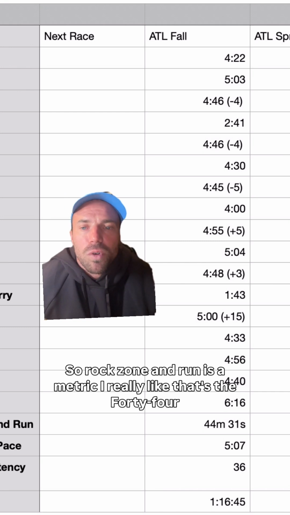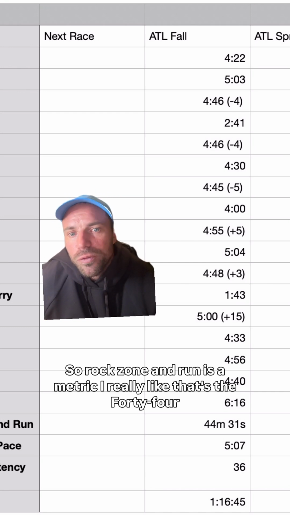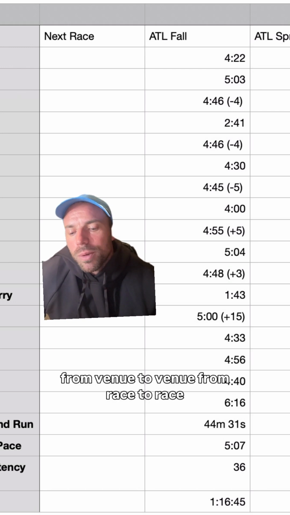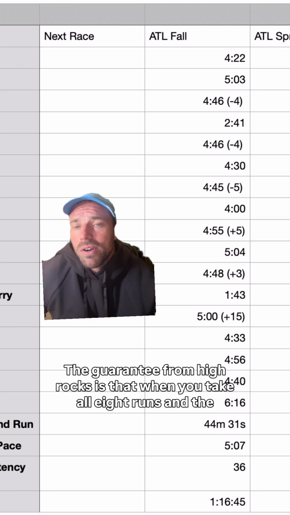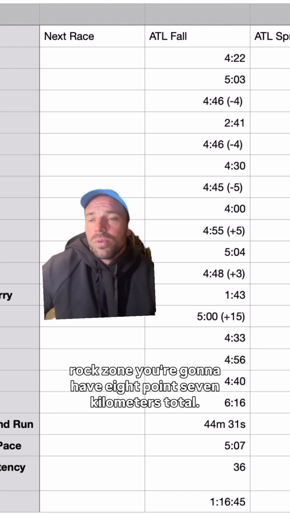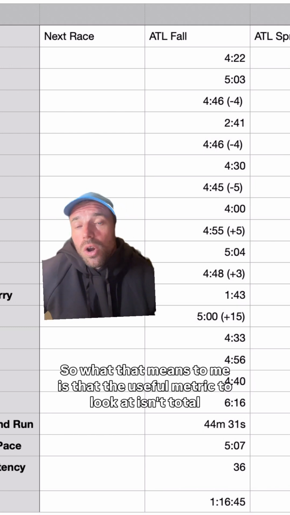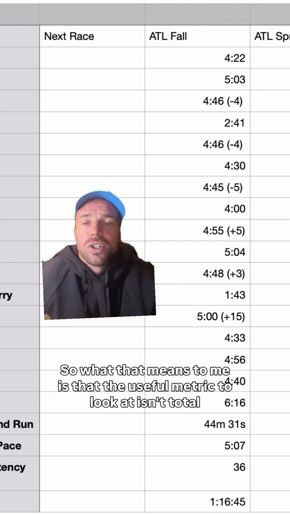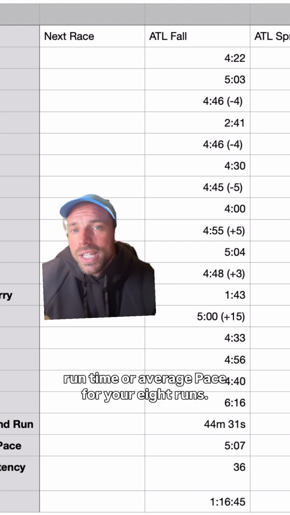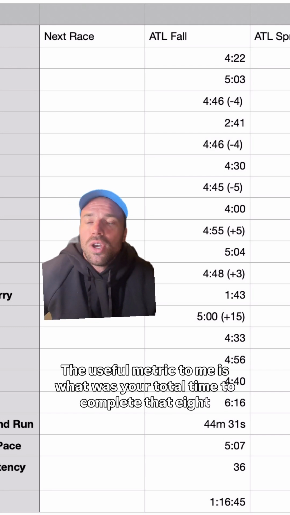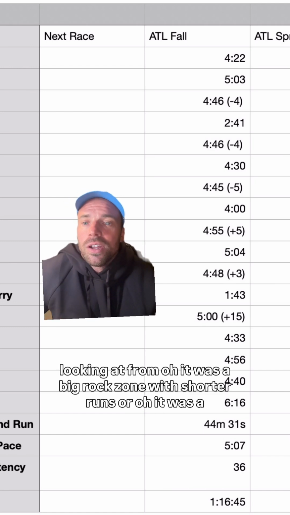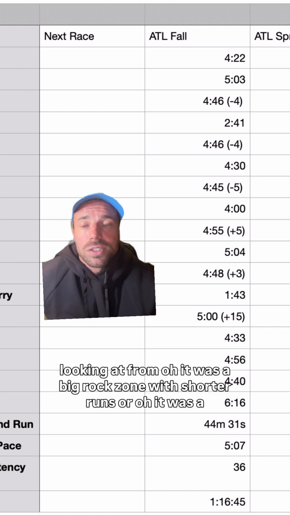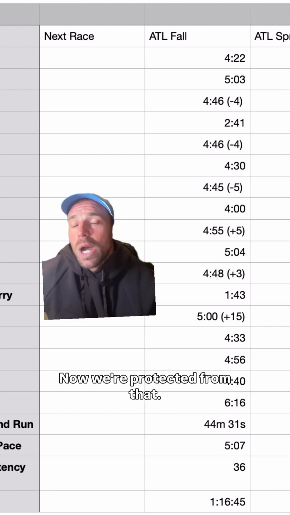So rock zone and run is a metric I really like. That's the 44:31 right there, because from venue to venue, from race to race, the guarantee from Hyrox is not that each run will be 1,000 meters exactly. The guarantee from Hyrox is that when you take all 8 runs and the rock zone, you're going to have 8.7 kilometers total. So what that means to me is that the useful metric to look at isn't total run time or average pace for your 8 runs. The useful metric to me is what was your total time to complete that 8.7 kilometers, because now we're protected, if that's the stat we're looking at, from, oh, it was a big rock zone with shorter runs, or, oh, it was a small rock zone with longer runs. Now we're protected from that.